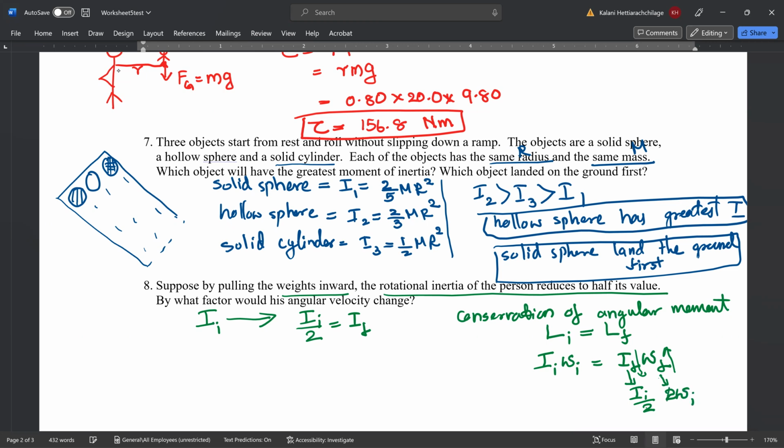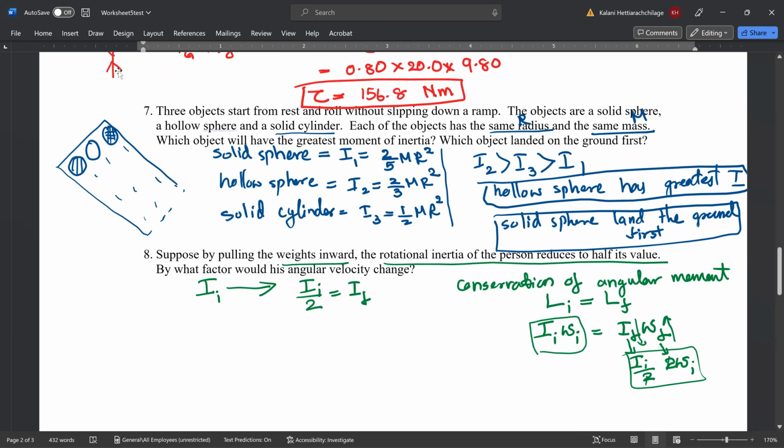Then you see that this 2 and this 2 cancel out. Then your left side and right side are equal, right? So you can think in a different way, but that's what is happening, because left should be equal to the right. If I reduce I final into half, then omega final I need to increase into twice to keep it constant. So omega should increase by twice.